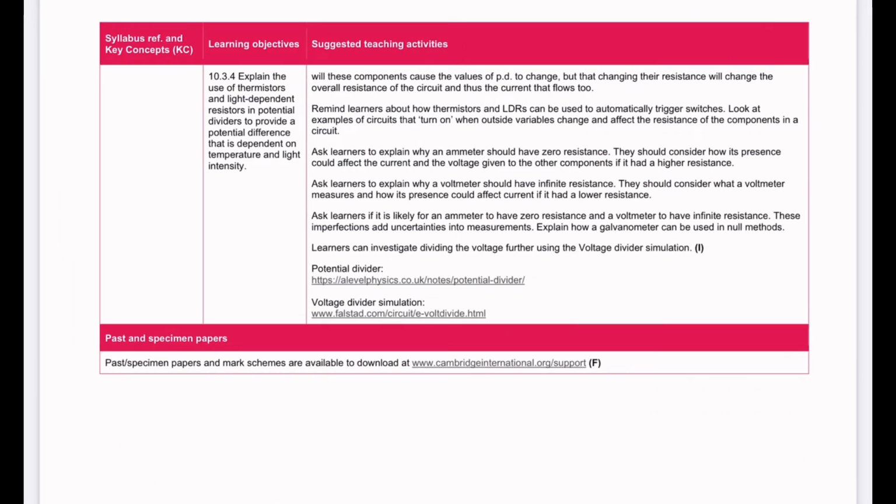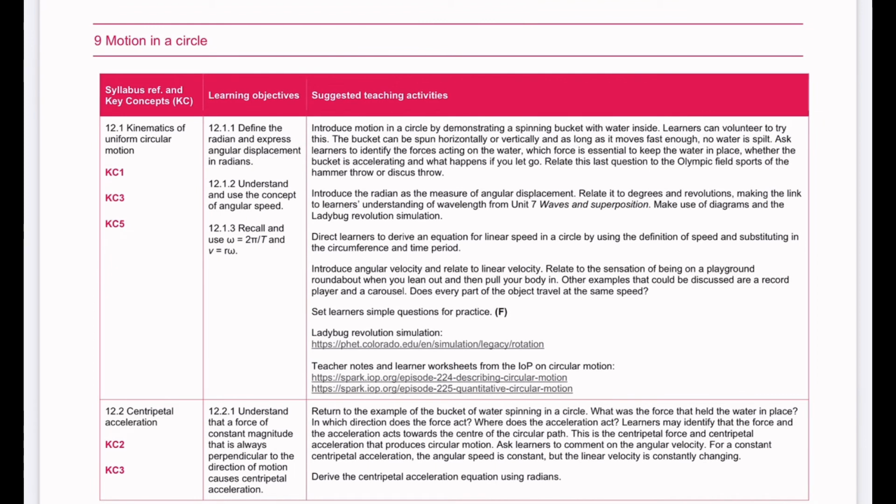10.3.4 Explain the use of thermistors and light-dependent resistors in potential dividers to provide a potential difference that depends on temperature and light intensity. Motion in a circle. Key concepts.